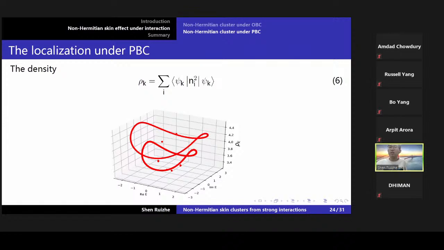We can confirm this assumption by measuring the total on-site density for each eigenstate. In this picture, this is the density of each eigenstate in the complex plane. There are two separate bands of states in the complex energy plane, and we can see there is higher density for the outer band. So it just confirms our assumption. Okay, this is all of our work.